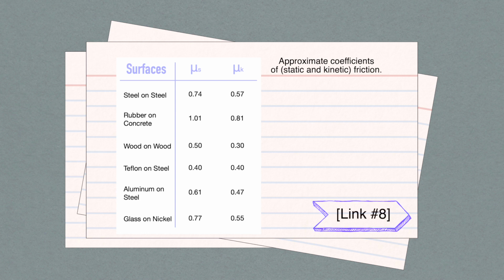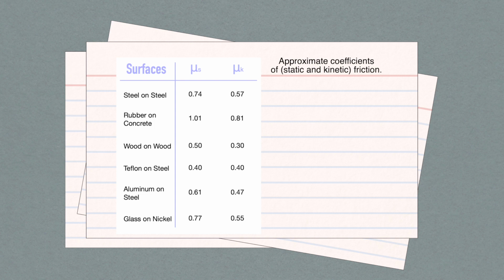So if we take a look at this table, we see a list of surfaces on the left. The other two columns show you the coefficients of friction, the mu values, which, by the way, are unitless. The coefficients do not have units.